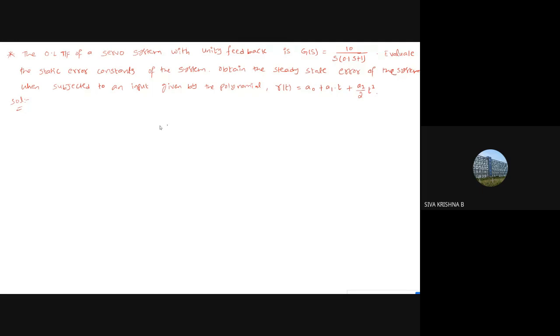Write on this. The open loop transfer function of the servo system with unity feedback is G(s) = 10 / (s(0.1s + 1)). Evaluate static error constants of the system. First question. And then obtain the steady state error of the system when subjected to an input given by the polynomial, that is r(t) = a0 + a1 t + (a2/2) t².